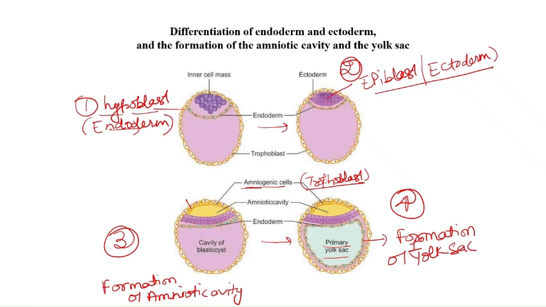So you can do a quick revision again. After the outer cell mass and inner cell mass differentiate, the inner cell mass further undergoes differentiation. There is a formation of hypoblast, then a formation of epiblast, then formation of cavities for each layer. There is the amniotic cavity and there is a formation of the primary yolk sac.